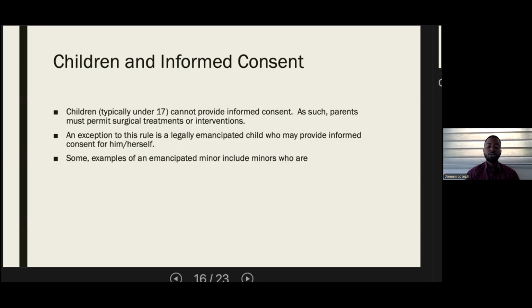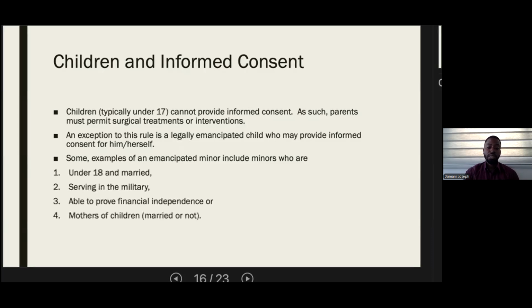There's a rule where there are legally emancipated children who may provide informed consent for themselves. So there are examples of an emancipated minor. These are minors who are under the age of 18 and are married, either serving in the military, able to prove that they are financially independent, or they are mothers of children, married or not.